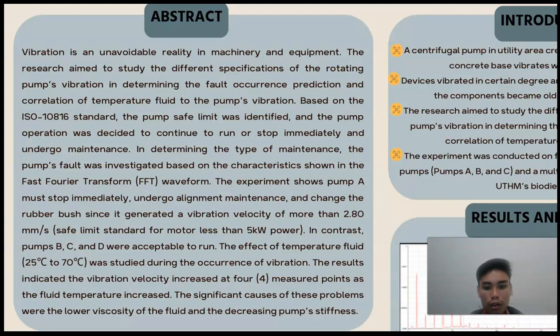For the effect of temperature fluid, 25 degrees Celsius to 70 degrees Celsius was studied during the occurrence of vibration. The result indicates the vibration velocity increased at 4 measured points as the fluid temperature increased. The significant causes of this problem were the lower viscosity of the fluid and the decreasing pump stiffness.